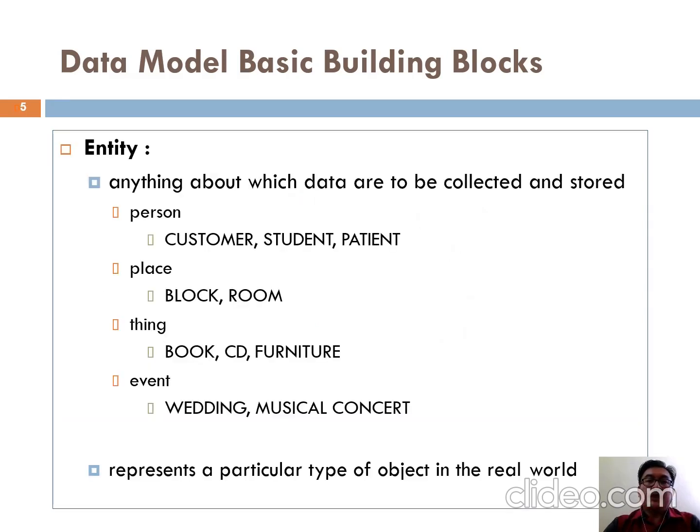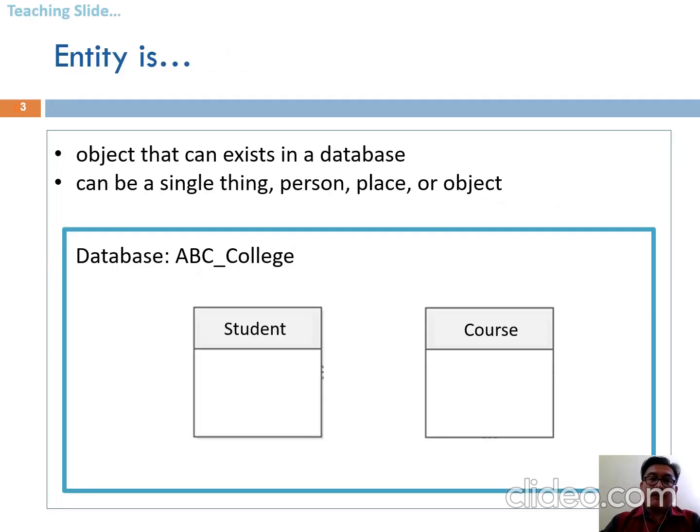Okay, we'll continue with entity. An entity is anything about which data are to be collected and stored. Meaning that the data can be collected and stored in an entity. For example, a person. It can be a customer, a student, a patient, a place. So an entity can be a block or room, a thing, an event, and so on. More description about entity: it is an object that can exist in a database and can be a single thing, person, place, or object.